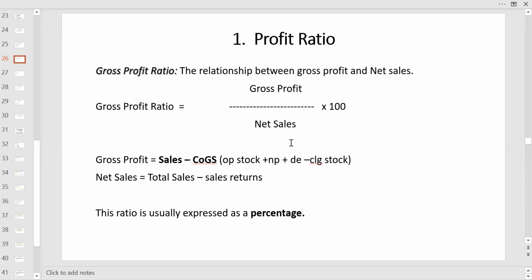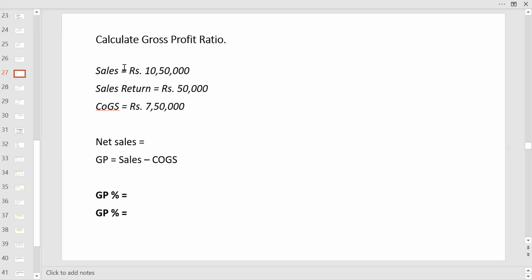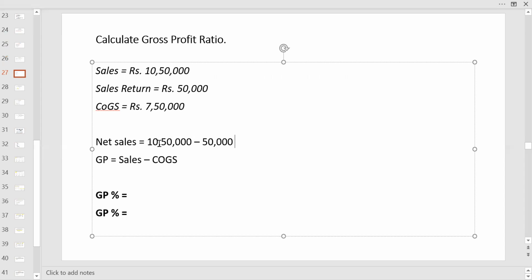So that is the thing we are going to take. Net sales, that is total sales minus sales return. So simple. If you can see, sales 10 lakh 50 given, sales return is given, COGS is given. Net sales we can calculate very easily. 1050 minus 50, so your net sales will be 10 lakh only. And COGS is already given in the sum.